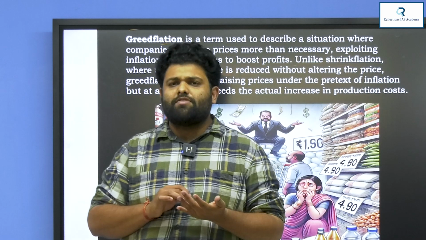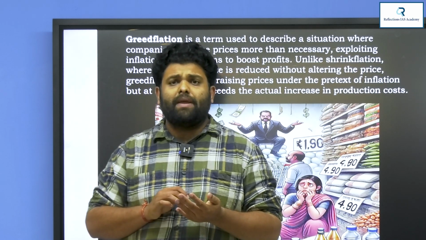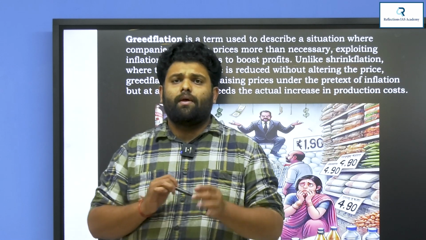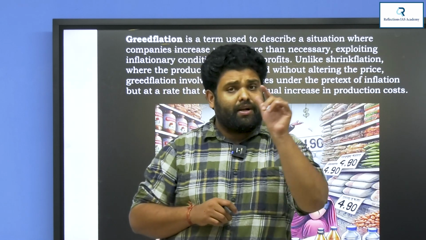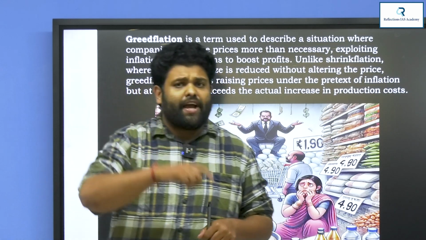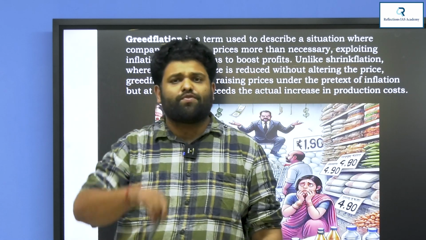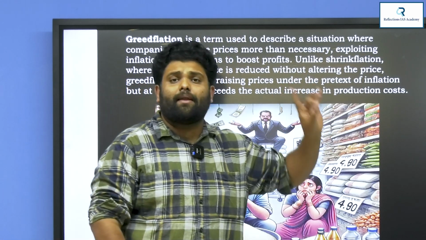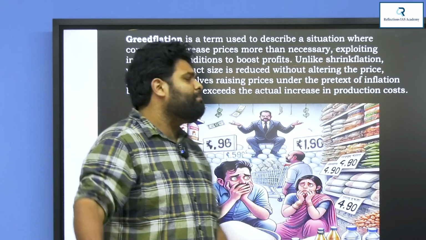Let us say because of the cost of production increasing, the cost of idli would go from 30 rupees to 35 rupees. But the shopkeeper or the person who is making idlis will take advantage and say, because there is an inflationary trend, instead of increasing 5 rupees, he will increase it by 10 rupees. And he'll keep the price as rupees 40. So he is generating what? Extra 5 rupees profit over there. Now this is what is called greedflation. This is to boost the profits of a company.